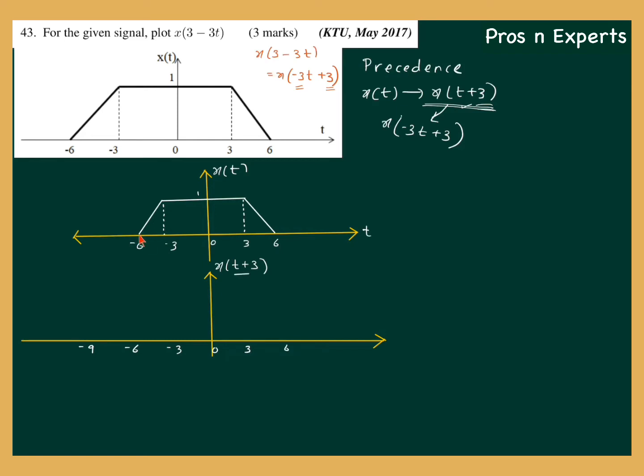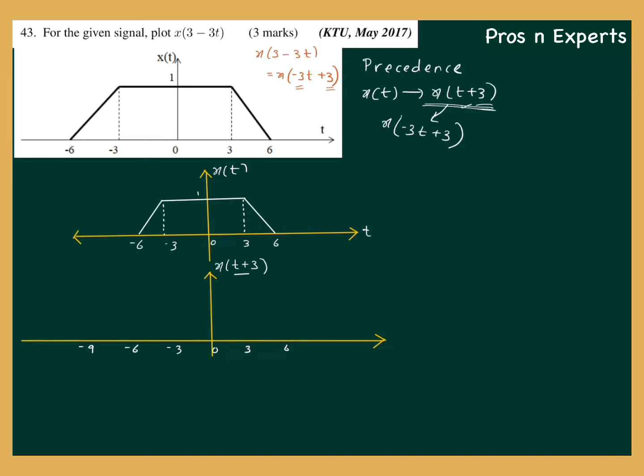This point comes 3 units to the left. That means it is at minus 9. Similarly, this portion, this amplitude, will be shifted to minus 6, right? Minus 6. Then 0 will be shifted to minus 3. T equal to 3 will be shifted to 0, and t equal to 6 will be shifted 3 units to the left, that is 3. So the signal will start at minus 9 and will end at 6. That is how you shift the signal by 3 units to the left.